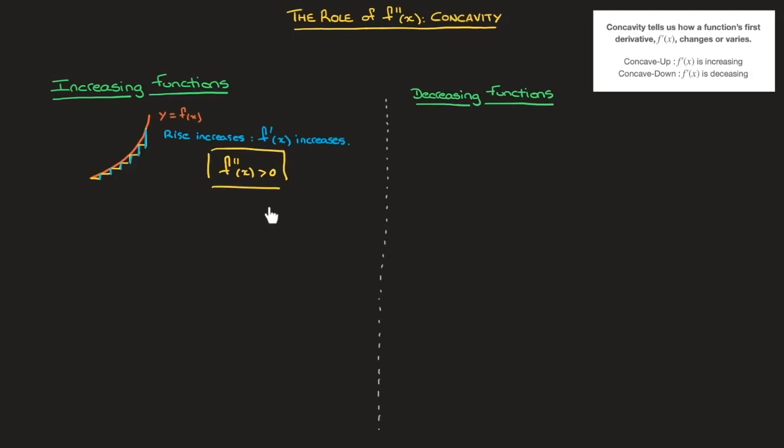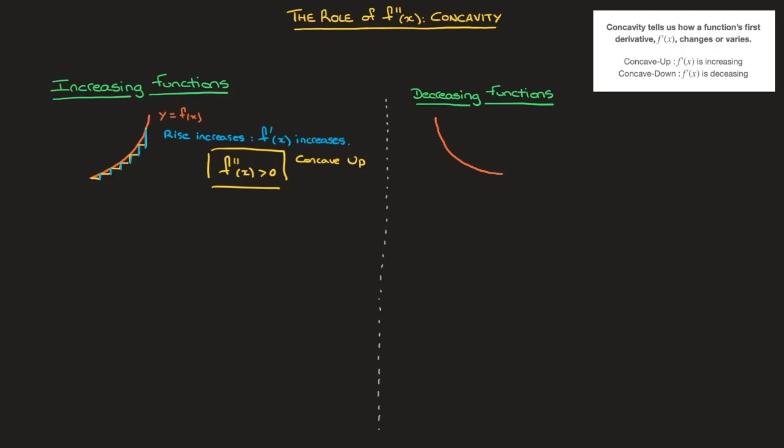And when the second derivative is positive, we say that the function is concave up. And we sometimes say concave upwards. But I'll just go ahead and write concave up. And it's worth pointing out that a function doesn't have to be an increasing function for it to be concave up. Indeed, if I look at a decreasing function for a second, something looking like this.